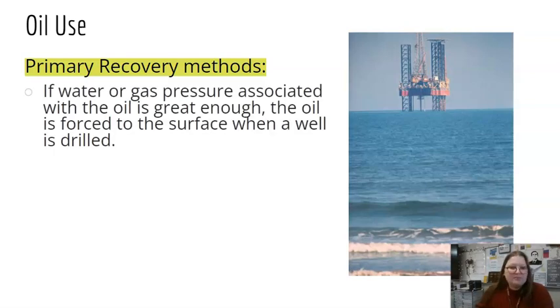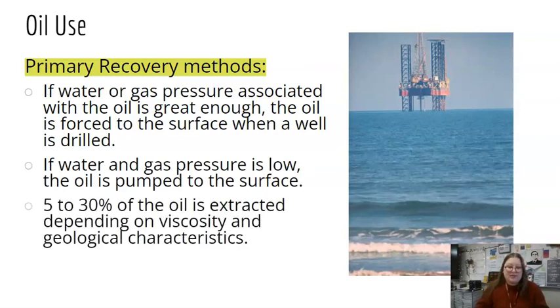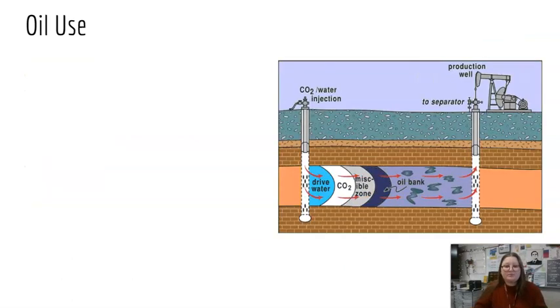First, the primary recovery method: if water or gas pressure associated with the oil is great enough, the oil is forced to the surface when a well is drilled. So there's already pressure coming from under the oil. And remember, there's a cap of rock over the top. As soon as the drill goes through that cap of rock, the pressure releases and the oil goes up the well. If water and gas pressure is low, oil is pumped to the surface. So we're adding some energy there. And then 5 to 30% of the oil is extracted with this method, depending on the viscosity and the geological characteristics. So how thick the oil is, how far down it is, how much pressure there was.